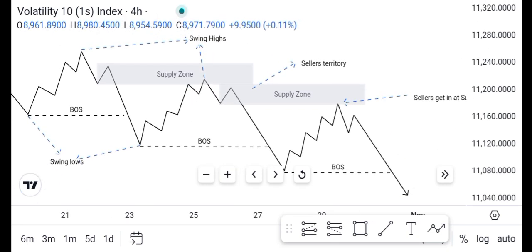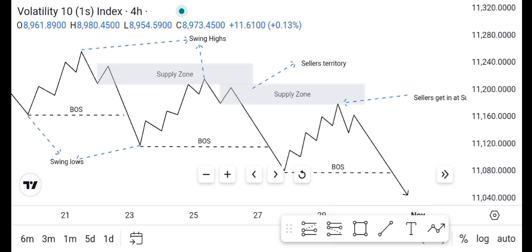This is an example of a bearish trend, or downtrend. You can see we have a series of lower highs and lower lows. You can see we have a break of structure to the downside here. We have a high and we have a low, and a break of structure to the downside. Then a supply zone is automatically formed once price has broken structure to the downside. Likewise, in an uptrend, once price breaks structure to the upside, a demand zone is automatically formed.